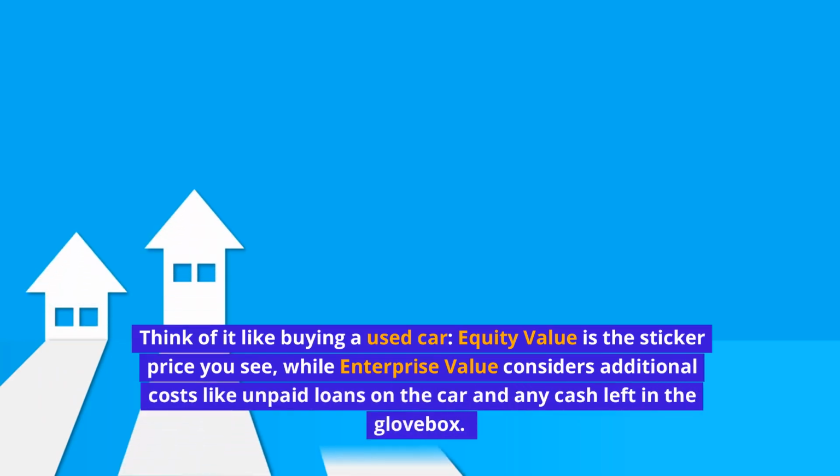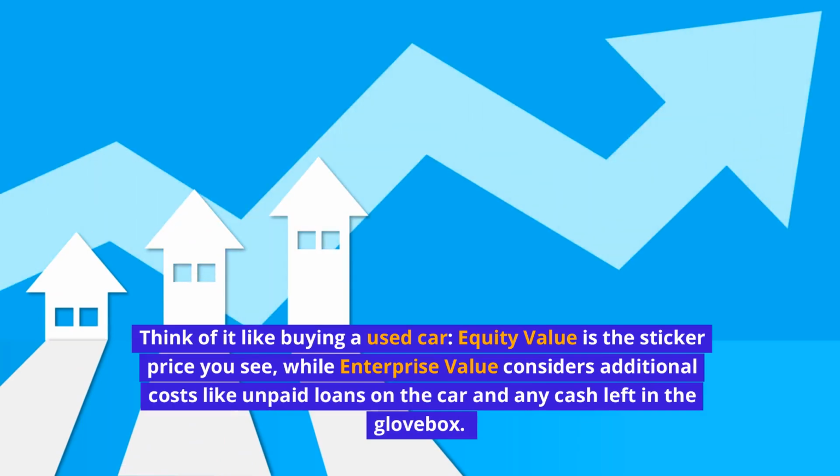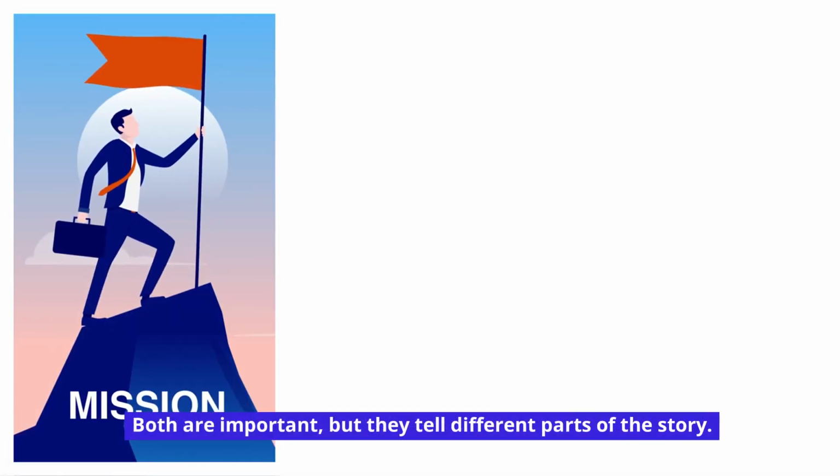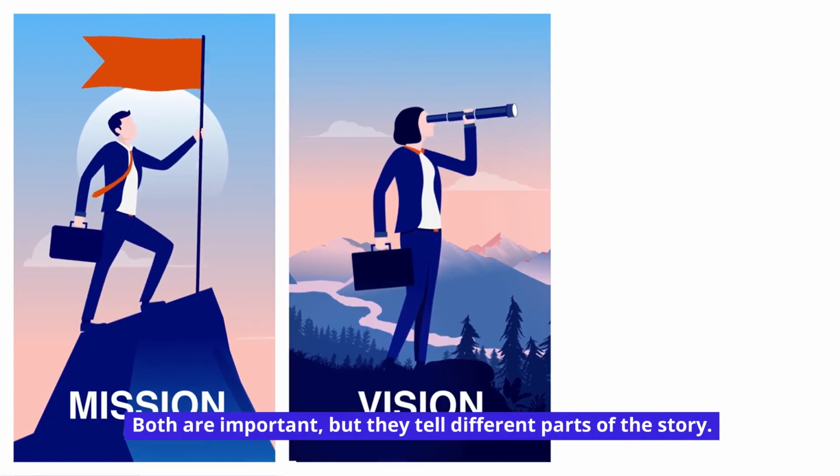Equity value is the sticker price you see, while enterprise value considers additional costs like unpaid loans on the car and any cash left in the glove box. Both are important, but they tell different parts of the story.